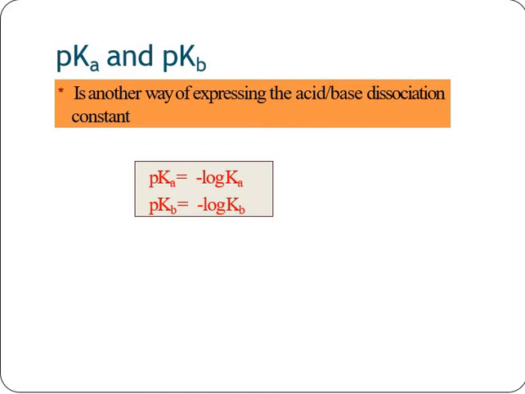pKa and pKb are expressed by using this formula. pKa is equal to minus log Ka and pKb is equal to minus log Kb. This is another way of expressing the acid base dissociation constant.